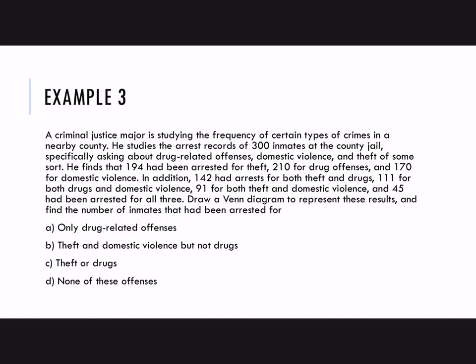All right, this is a longer problem, and this is going to be our first example of a problem which involves 3 different sets. So watch as we go through. See if you can pick up the clues that let you know that that's the case. A criminal justice major is studying the frequency of certain types of crimes in a nearby county. He studies the arrest records of 300 inmates at the county jail. Right away that's going to be our universe, the total number of people that he's surveying. So the cardinality of the universe is 300.